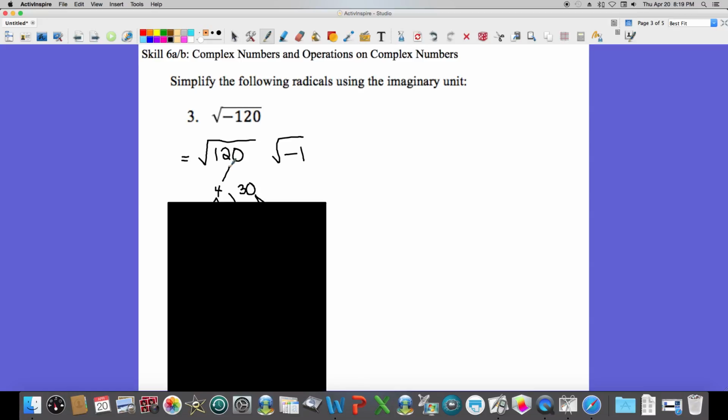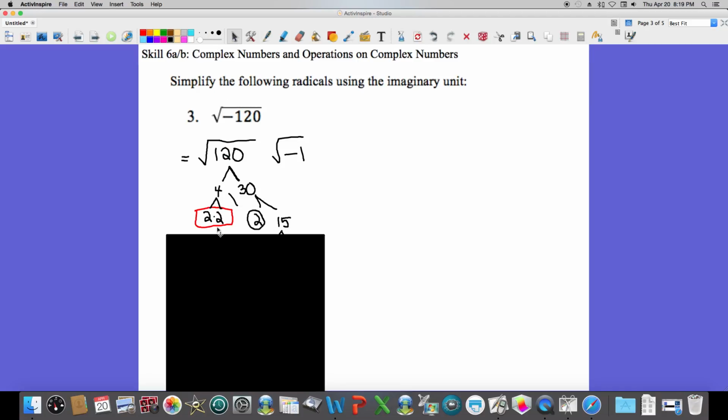There's usually a line there. I don't know why it didn't. That 4 times 30 was 120. Well, then I looked at 4, and hey, I broke 4 down to 2 times 2. Oh, there it is. Somehow it got moved. Then I broke down 30 as 2 times 15, and then I broke 15 down to 3 times 5.